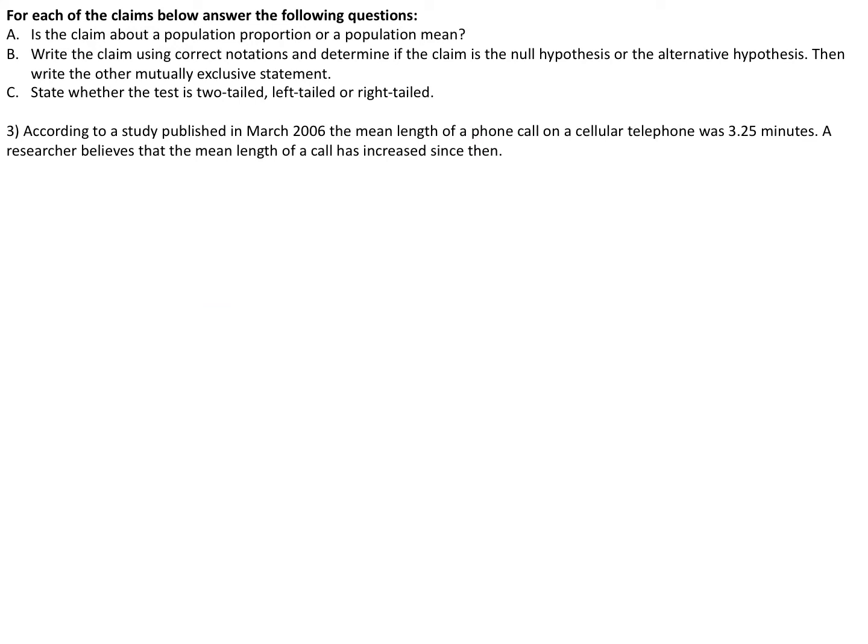Let's look at another example. In example 3, we're told that according to a study that was published in March of 2006, the mean length of a phone call on a cell phone was 3.25 minutes, but a researcher believes that the mean length of calls has increased since then. Okay, so the first thing we're going to do here is make sure we understand that we're dealing with a population mean. So how do I know that I'm dealing with a population mean? It's because we're told that we're looking at the mean length of a phone call. So the notation that we're going to use here to represent a population mean is the Greek letter mu.